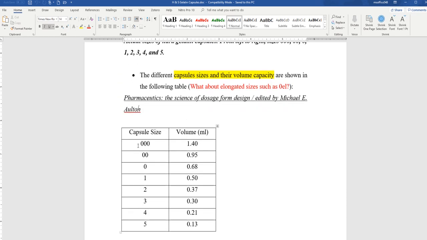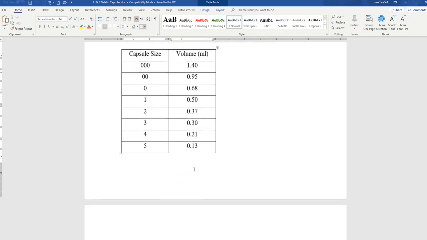So if you see, capsule size 000 can accommodate a volume of 1.4 ml. 00 is 0.95 ml. 0 is 0.68 ml. So you will see that as you go up in numbers, the volume that can be accommodated becomes smaller and smaller.